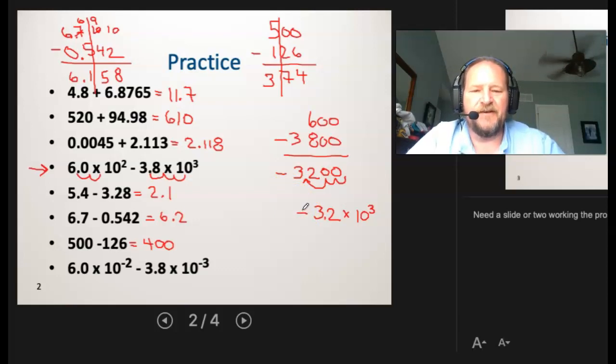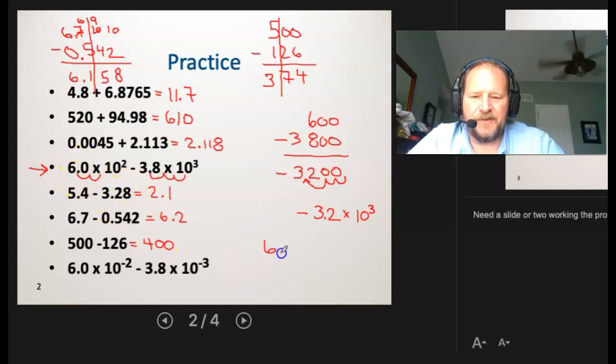Because for instance, if you had to pay $3,200, that's the wrong direction for your bank account, right? Now, that's one way of handling this problem. The second way is to not completely expand things, but to get it to a common exponent. So in this case, I'm going to leave the 6.0 alone.